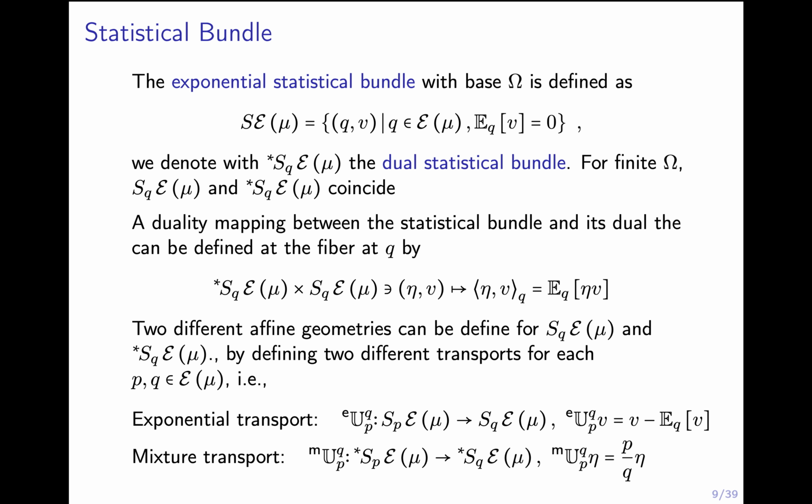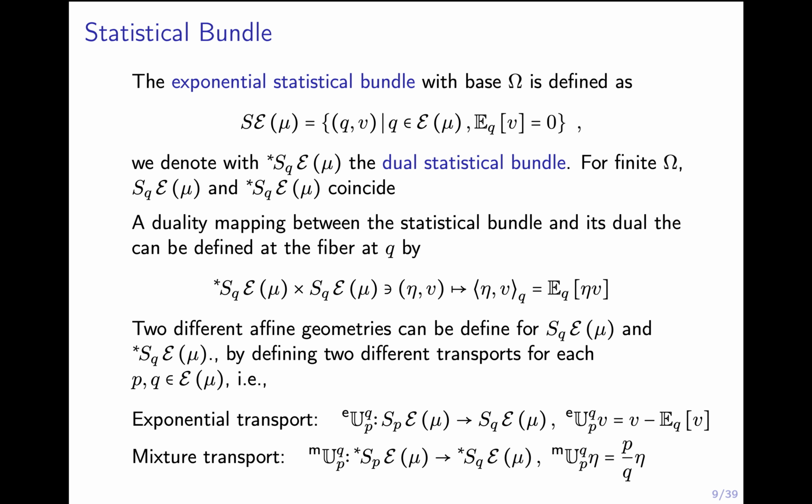Okay, so the second object we needed to introduce is the statistical bundle. The exponential statistical bundle is the set of points and vectors. So the manifold is made of a set of densities Q. In each Q we have the possibility to define a vector, and this vector, as we said, has the property to be centered in Q, so its expected value is equal to 0. The statistical bundle also has a dual space, which is a dual statistical bundle, which we will denote with a star. In the case of finite omega, the two spaces correspond.